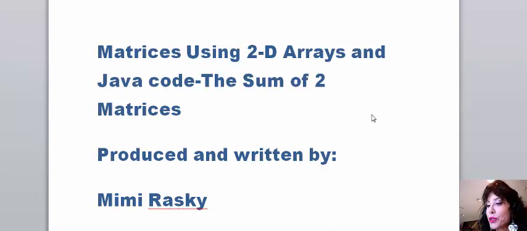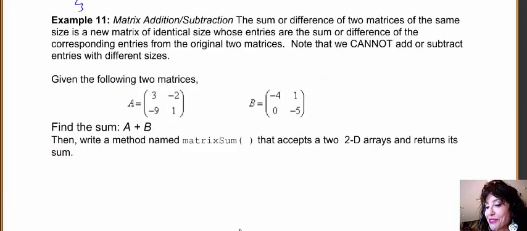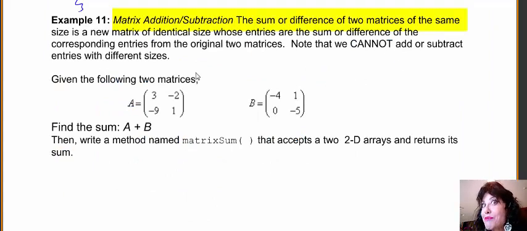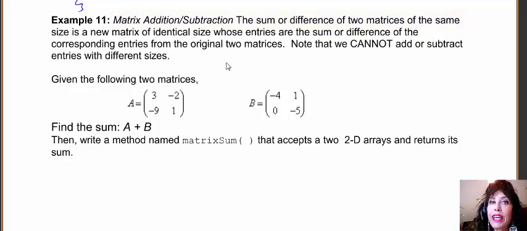Today, we're going to look at summing up two matrices. When you add two matrices together, the result is also a matrix. There's a little bit more that's involved here, so let's take a look. When you take the sum or difference of two matrices, they have to be of the same size. They have to have exactly the same rows and columns. Otherwise, it's impossible. So when you add two matrices together, you're going to get a result that is a matrix of the identical size whose entries are the sum or difference, depending on if you're adding or subtracting, of the corresponding entries from the original two matrices.